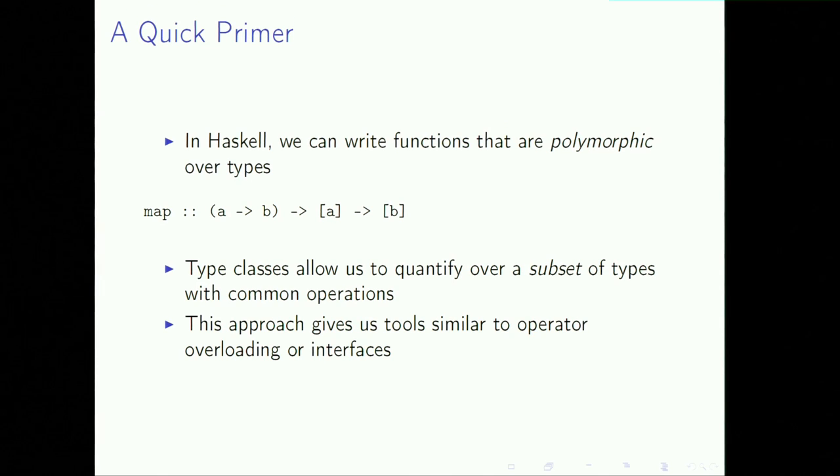We can use type classes to approximate this idea of subsets of types that have some functionality in common. Type classes give us an approach which is similar to interfaces in object-oriented languages. We could imagine in an object-oriented language that we might have interfaces such as enumerable or serializable, and indeed we can replicate that functionality with type classes in Haskell. It also gives us an approach that's similar to operator overloading in languages such as C++, so we can use type classes to overload the meaning, for example, of addition or multiplication.